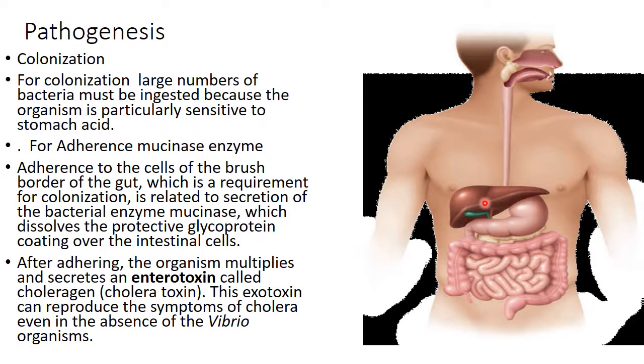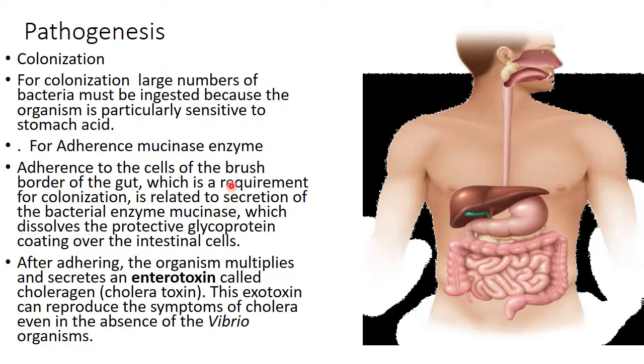Now, pathogenesis. In pathogenesis, the first stage is colonization. For colonization, a large number of bacteria must be ingested, because the organism is particularly sensitive to stomach acid. We have discussed it. For adherence, this bacterium has an enzyme called mucinase.